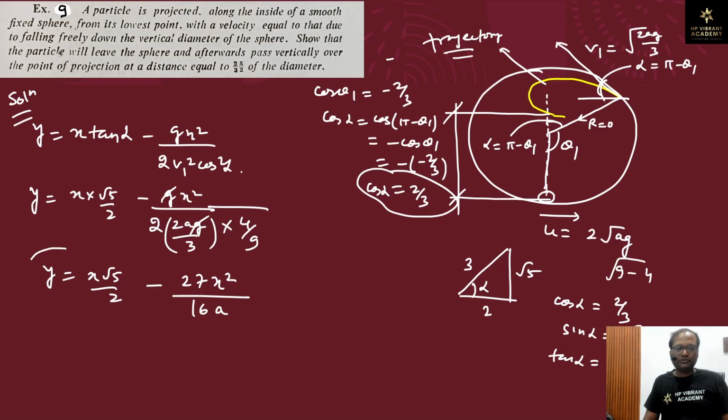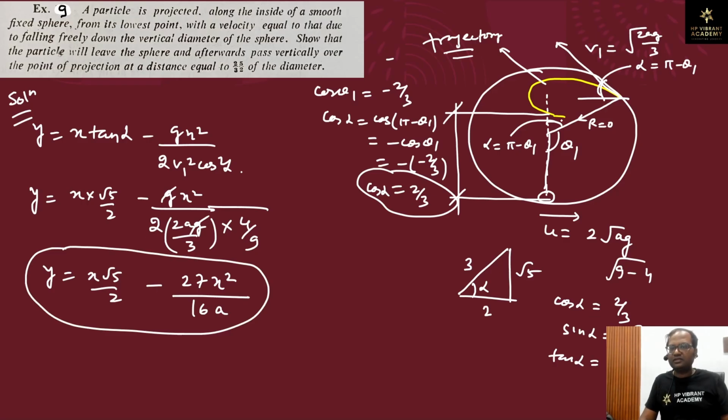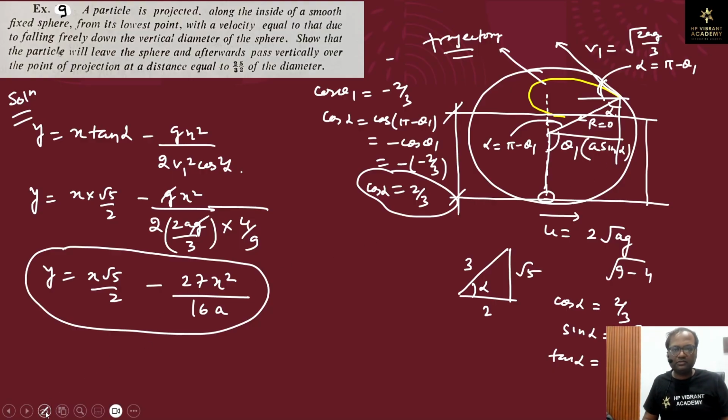Now we have to find this distance. This is alpha, so this will also be alpha. So this distance will be a sin alpha. What we have to find is to show that the particle will leave the sphere and afterwards pass vertically over the point of projection. So let us find this.